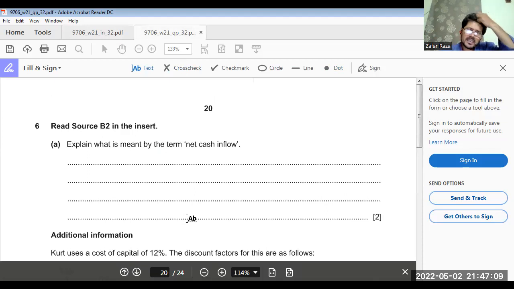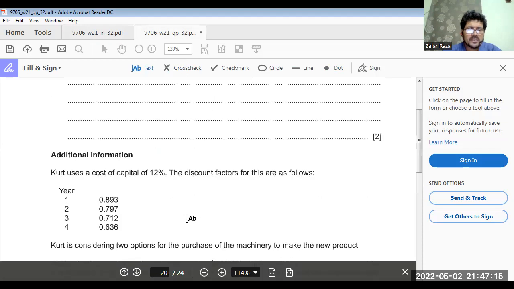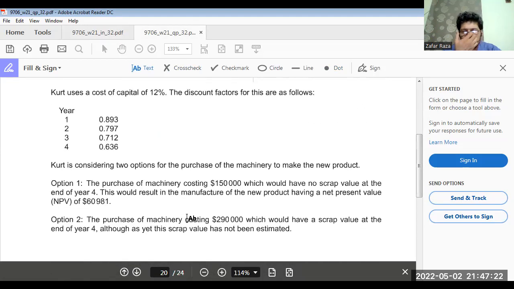Net cash inflow means the difference between cash outflow and cash inflow. The difference between cash outflow and cash inflow is called net cash flow. Our third uses cost of capital factor, discount factor for these are as follows. Okay, discount factor is given.